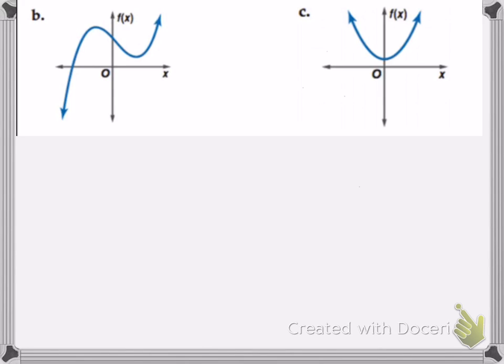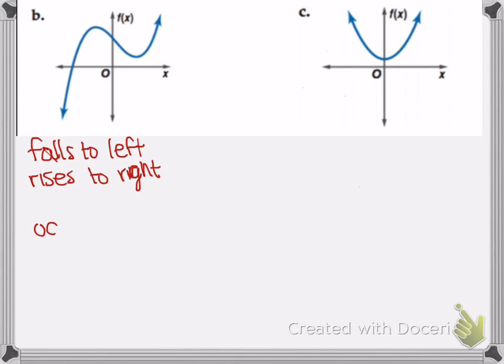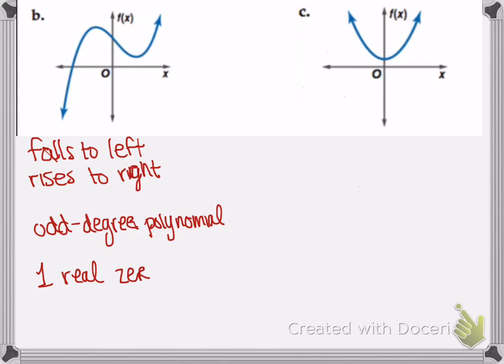Now, B, it falls to the left, rises to the right. This represents an odd degree polynomial. And there is 1 real zero.